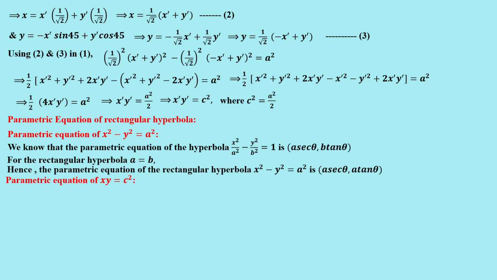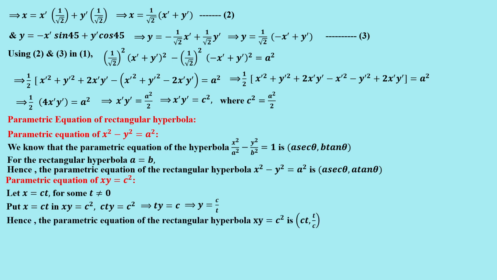So for the parametric equation of xy equal to c square, let x be equal to ct for some t not equal to 0. So x is equal to ct in xy equal to c square. So cty is equal to c square, so ty is equal to c, so y is equal to c by t. Hence the parametric equation of the rectangular hyperbola xy equal to c square is (ct, c by t). Thanks.